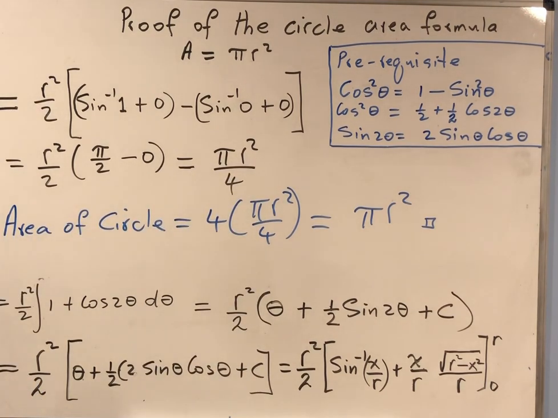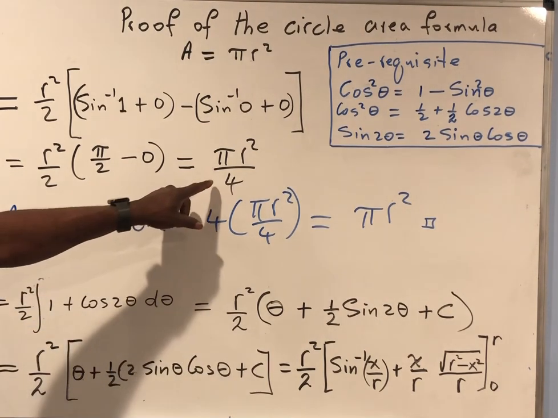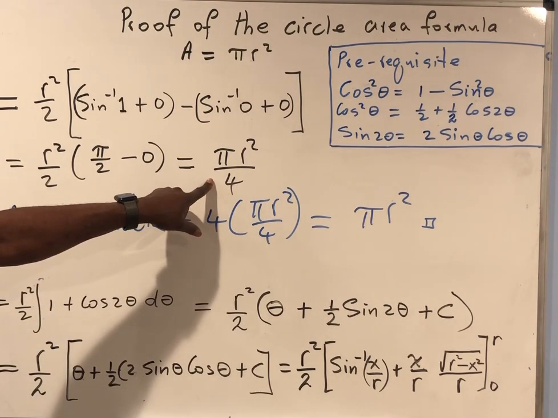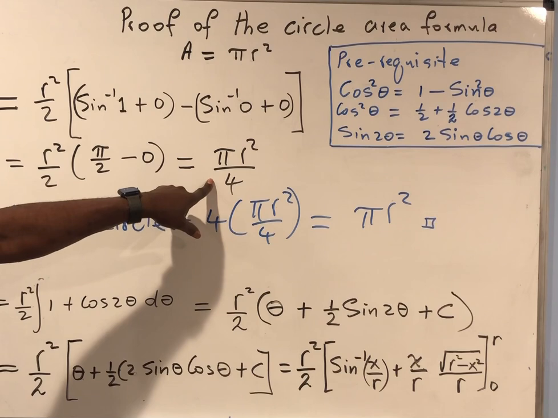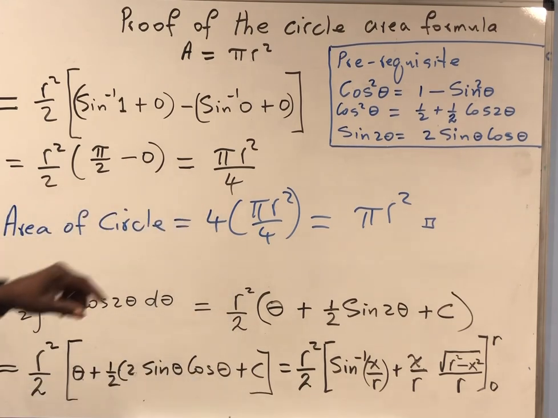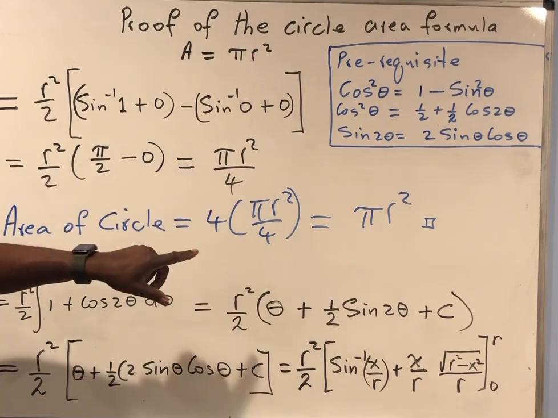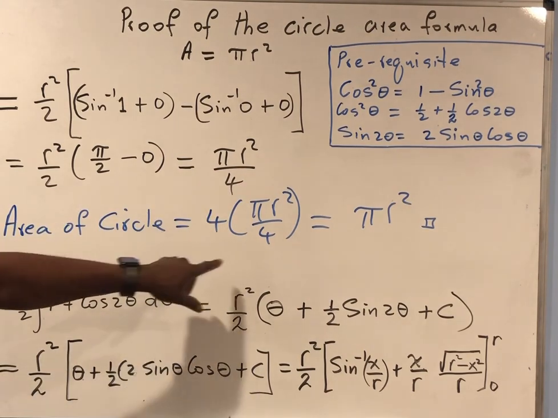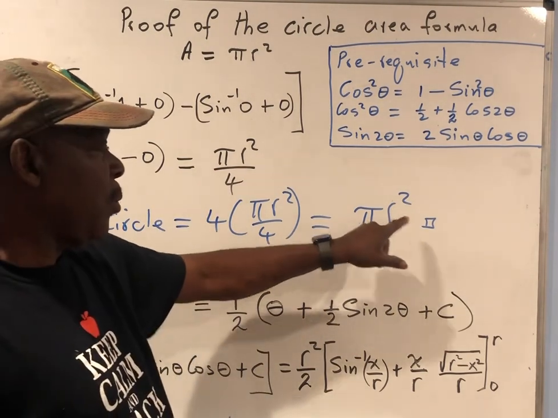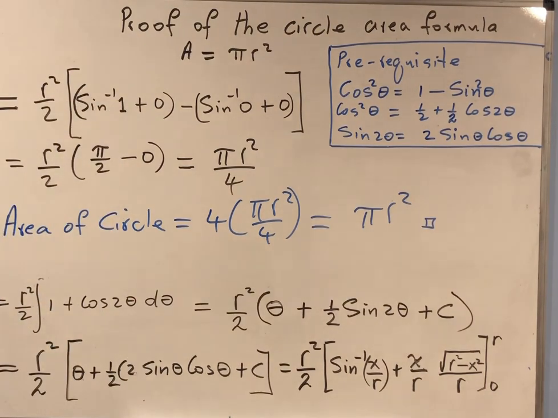Now, recall that what we're doing here is only 1/4 of the circle, the quadrant. So to get the area for the entire circle, we would multiply that result by 4 to give us pi r squared. And this concludes the area of the circle formula.